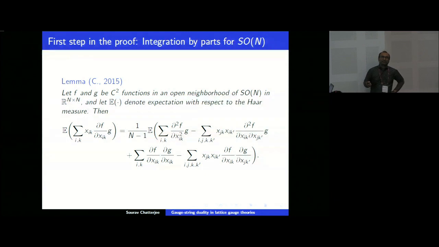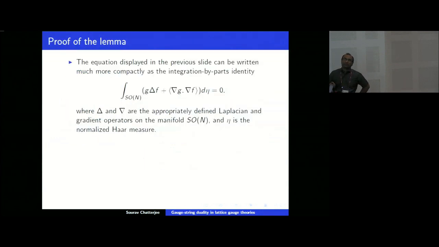Let f and g be C2 functions in an open neighborhood of SON in R^(n×n), and let E denote the expectation with respect to Haar measure. Then you get this equation for any f and g: the expectation of the summation of x_ik ∂f/∂x_ik times g is 1 over n minus 1 times a more complicated expression on the right-hand side. It looks complicated, but it's really just an integration by parts identity.